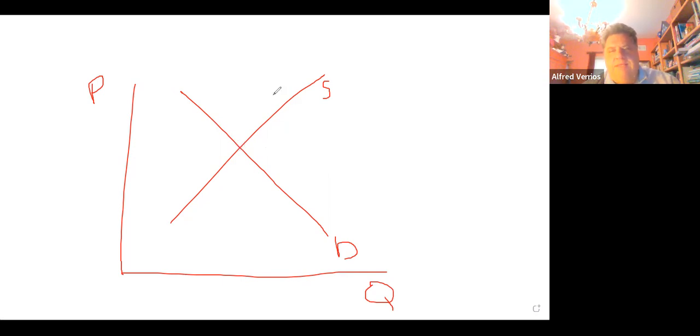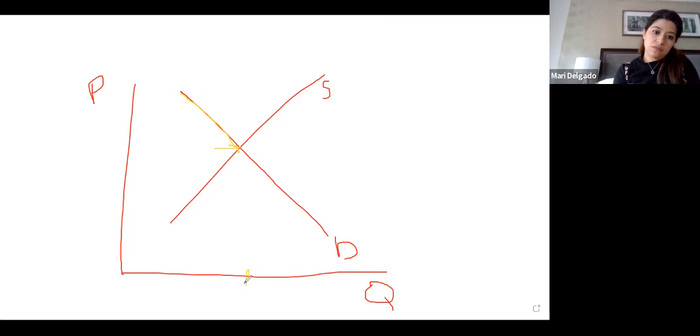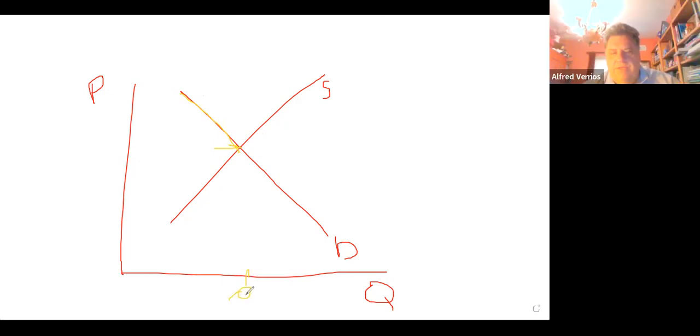So what is the consumer surplus now? It's the area below the demand curve and up until the price. What is the price? This is the price. That corresponds also with this quantity. So this is Q E, right? And this is P E, right? The market clears and everything is okay.